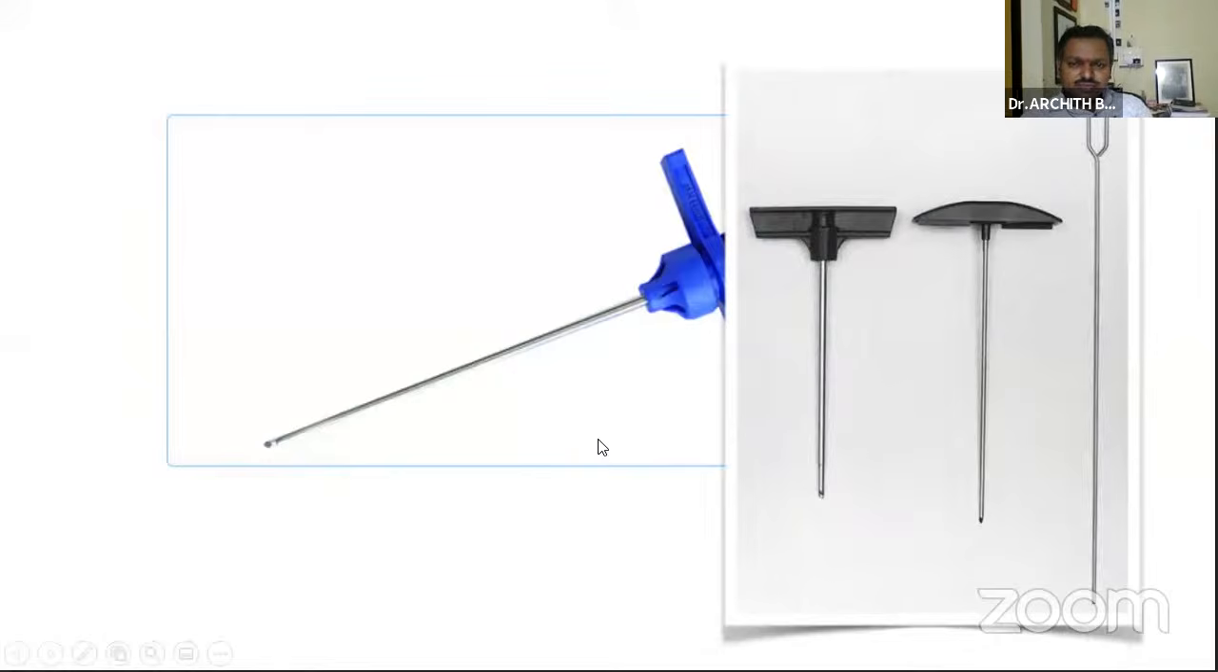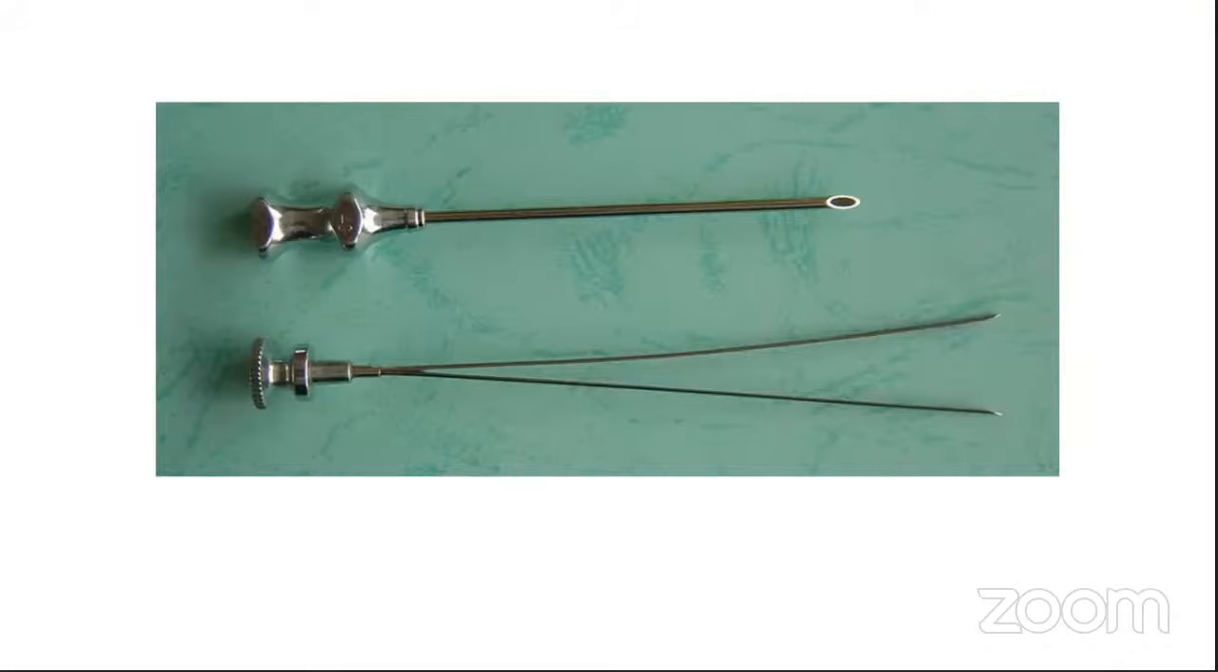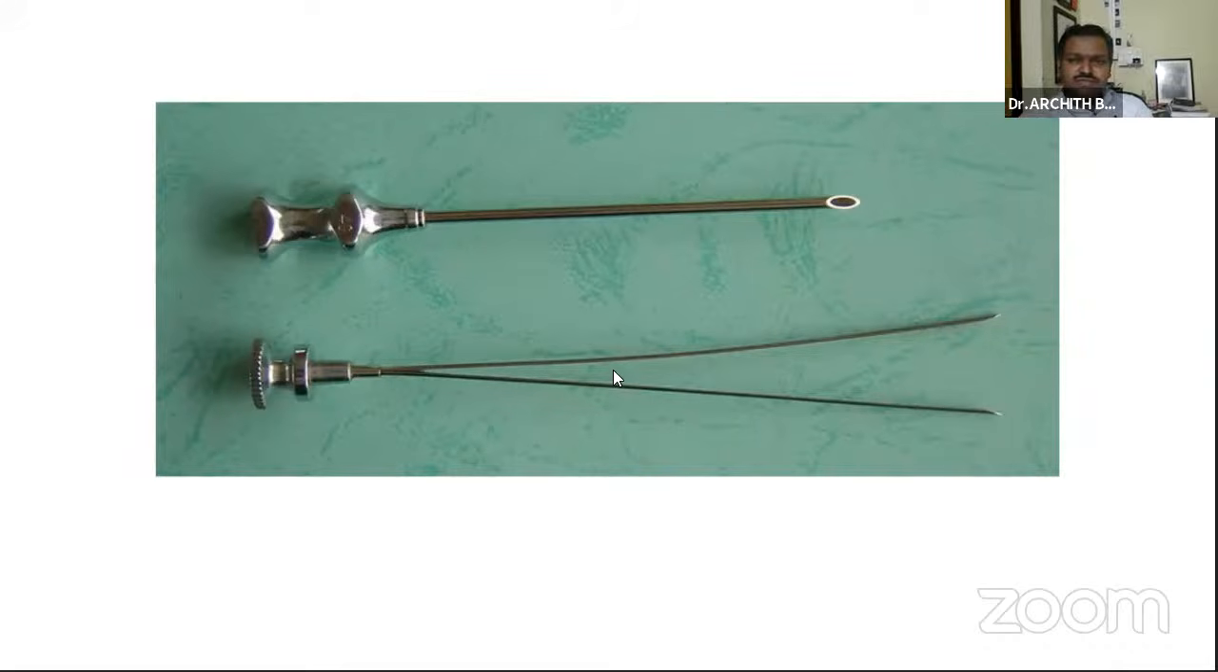Fine. So that's the biopsy needle which we use. Yes. What's this? Wim Silverman. Wim Silverman liver biopsy. Okay. Again, this is an outdated instrument which is no longer used. We don't use this for liver biopsy.